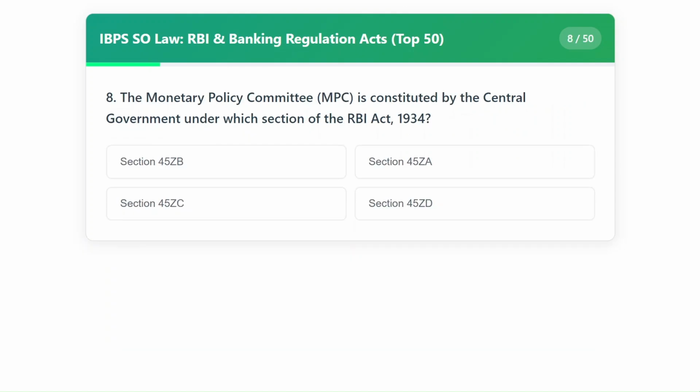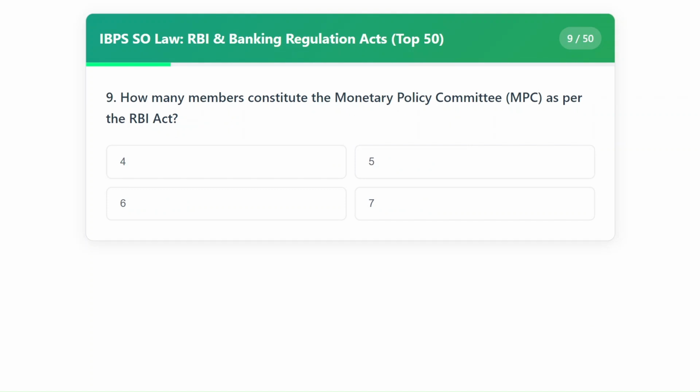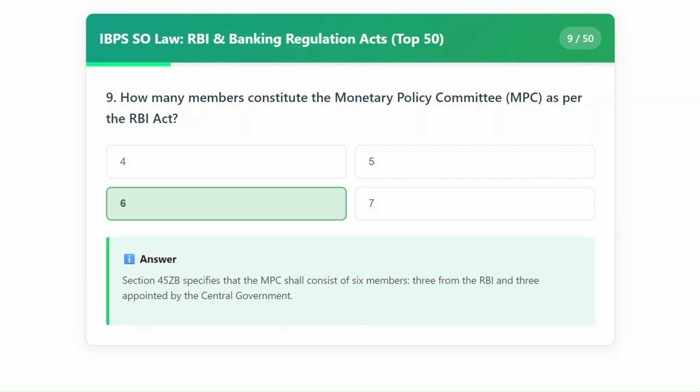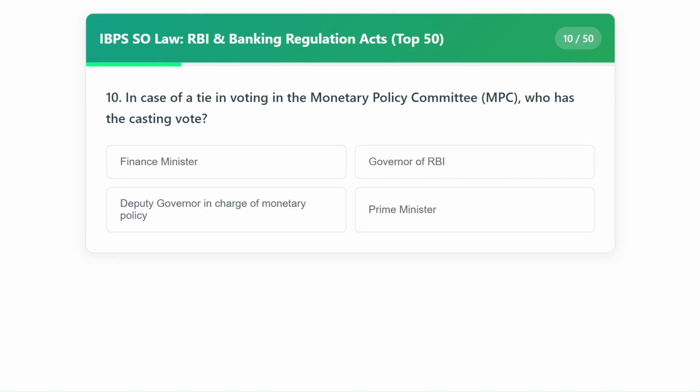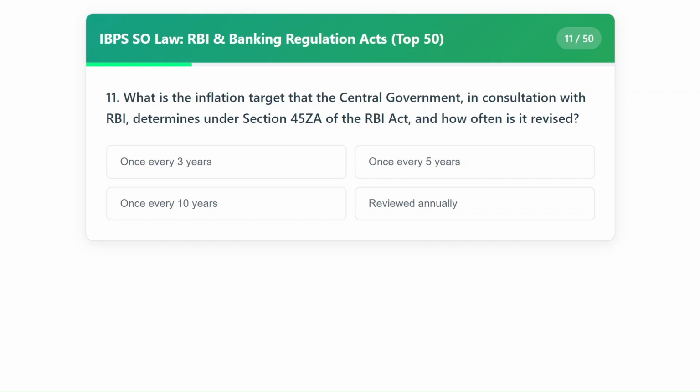The Monetary Policy Committee is constituted by the central government under which section of the RBI Act 1934? Section 45ZB. How many members constitute the Monetary Policy Committee as per the RBI Act? 6. In case of a tie in voting in the Monetary Policy Committee, who has the casting vote? Governor of RBI. What is the inflation target that the central government, in consultation with the RBI, determines under Section 45ZA of the RBI Act and how often is it revised?